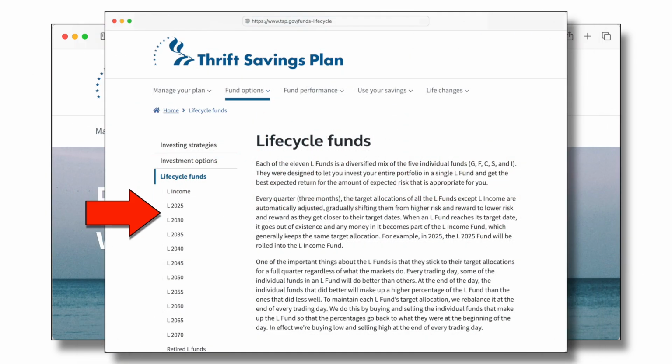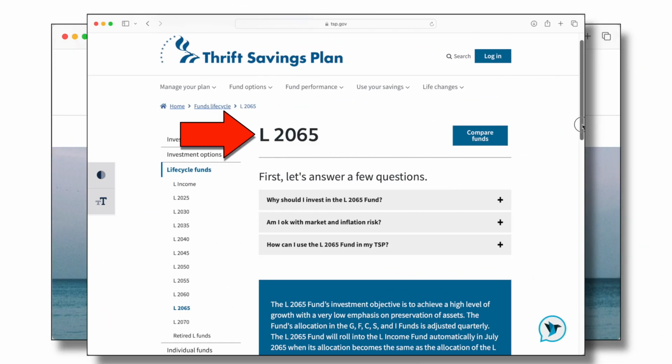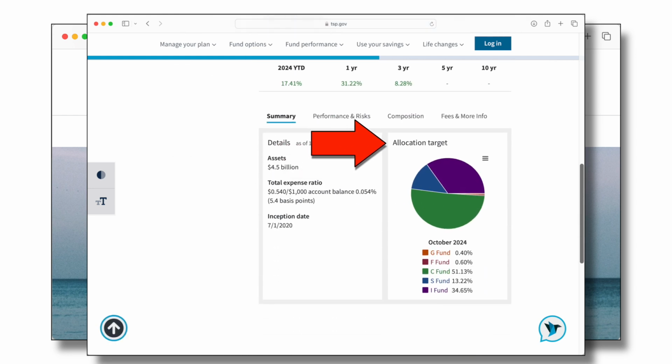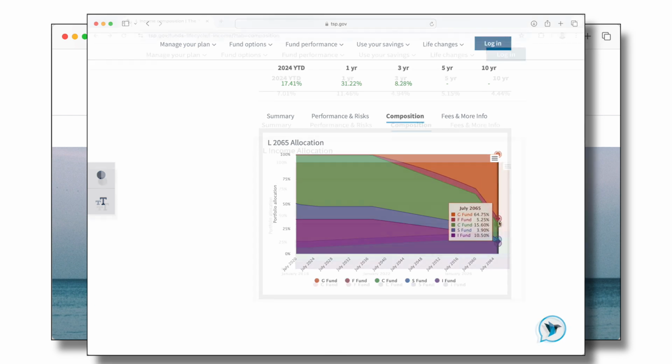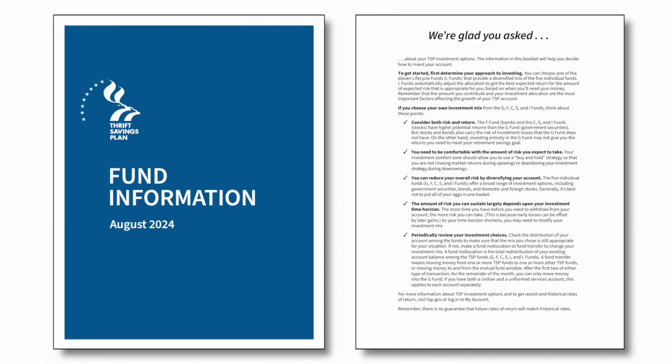But we can use these links to get more specific information on any of the Lifecycle funds. Here's the L2065 Lifecycle Funds page. There's its average annual returns, there's its allocation target, and we can even see its allocation targets all the way out until 2065, when it will go out of existence and be consolidated into the L Income Fund. You can also find this information in the August 2024 Thrift Savings Plan Fund Information Guide.